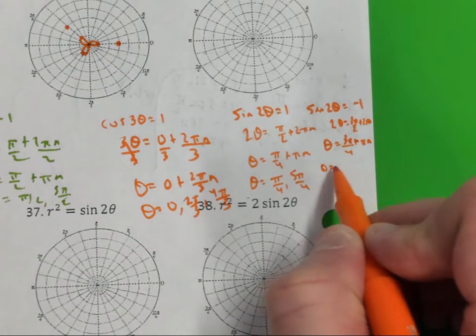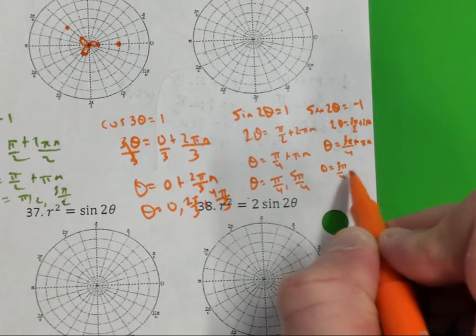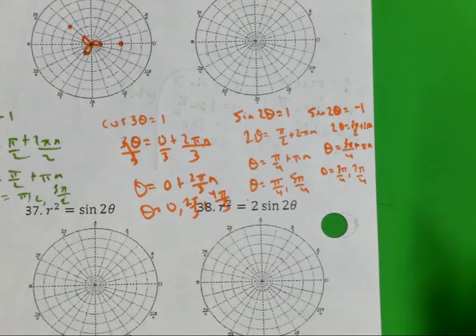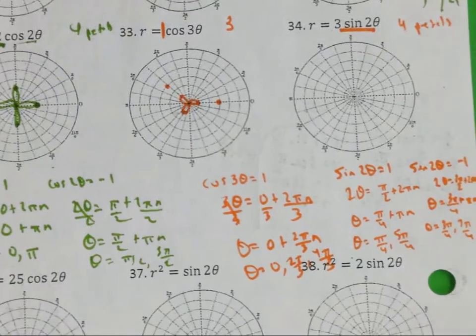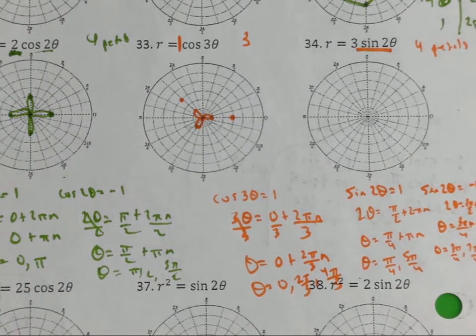I let n be 0. That's going to be 3 pi over 4. Let it be 1. That's going to be 7 pi over 4. Did we not just do this one? Oh, we did that one a while ago. We don't have to do that again. And graph it. We did that at the beginning examples.